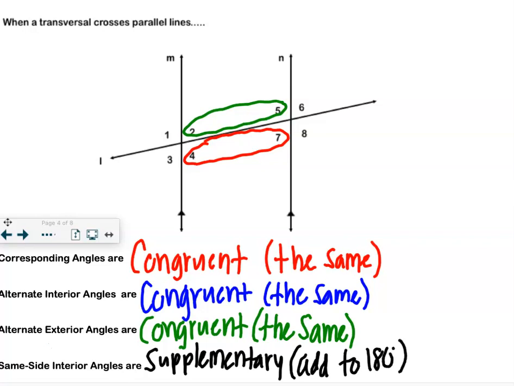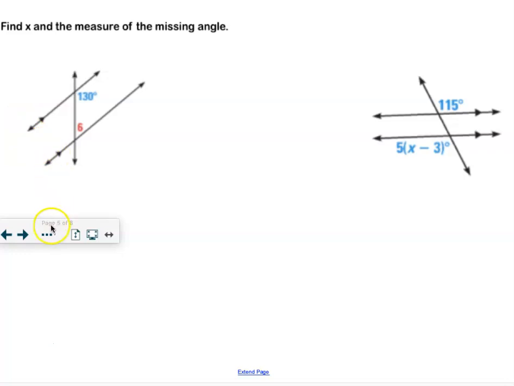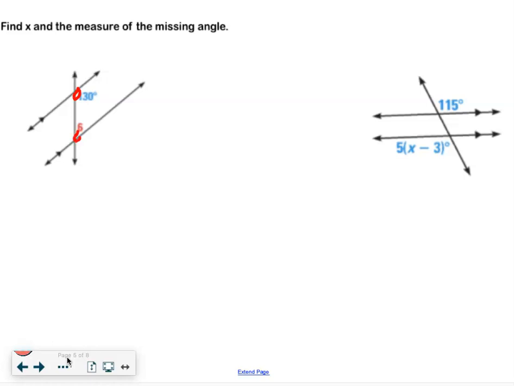Okay, so now that we know that, all we're going to do is determine what kind of angle pairs we have, and then either set them equal to each other or add them to 180. That's it. It's that easy today. So if you flip the page, it says find the measure of x of the missing angle. So first, let's identify what special pair we have. These two angles right here would be same side interior. So let's write that.